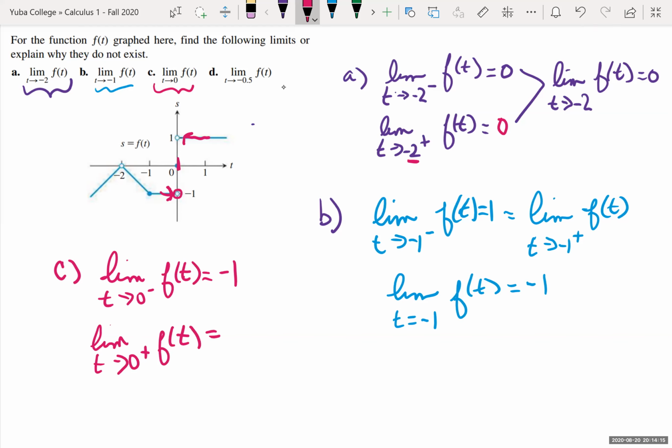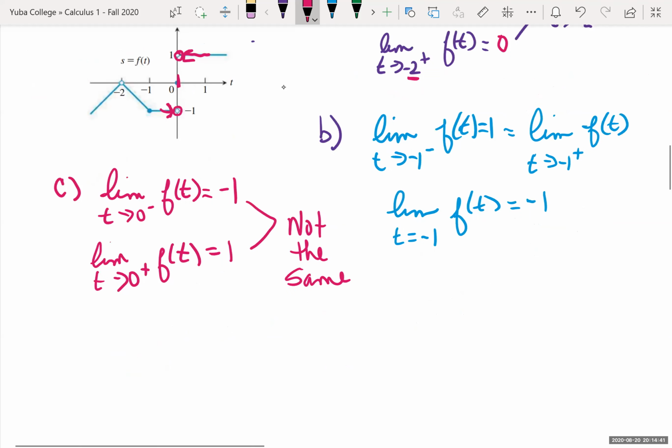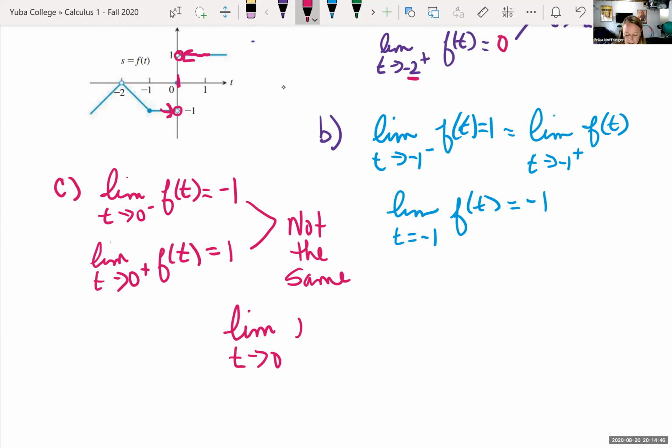So coming in on the right, as we get closer and closer here, the y value that you're getting closer and closer to is +1, even though it's an open circle, meaning it's not actually a point on that graph, it just gets closer and closer to. And so since these are not the same, we can say then that the limit as x approaches, as t in our case approaches 0, of f of t does not exist. We did shorthand as d and e there.